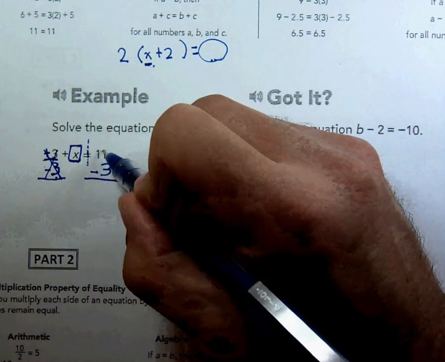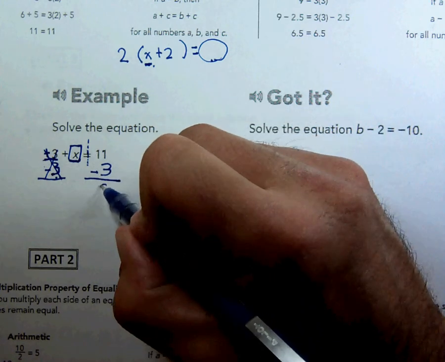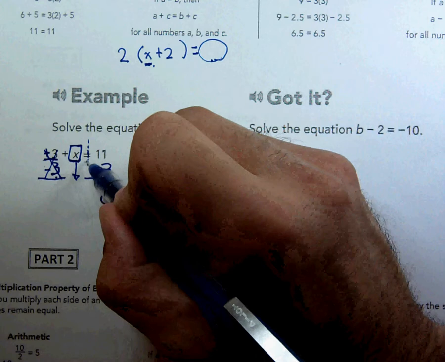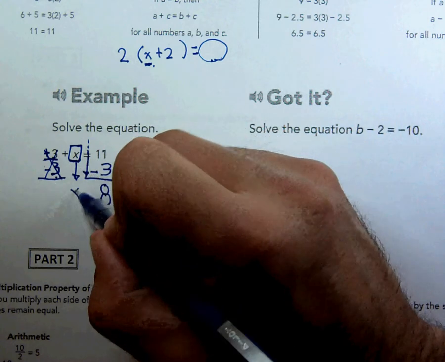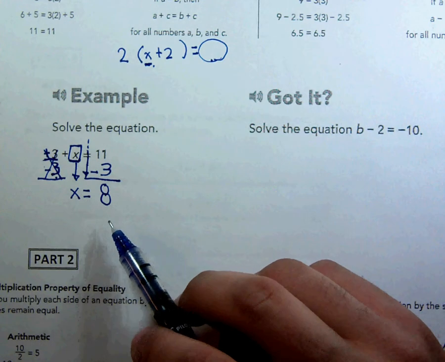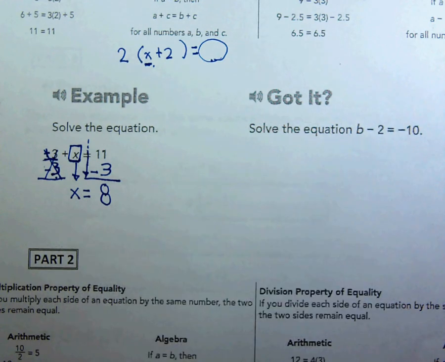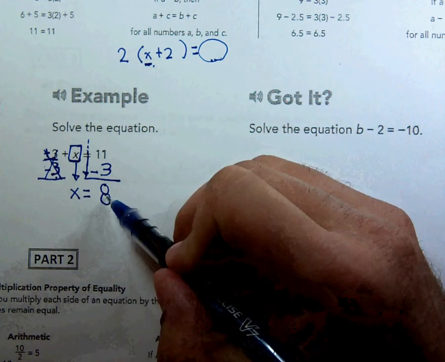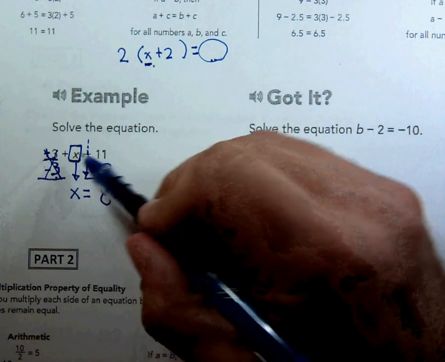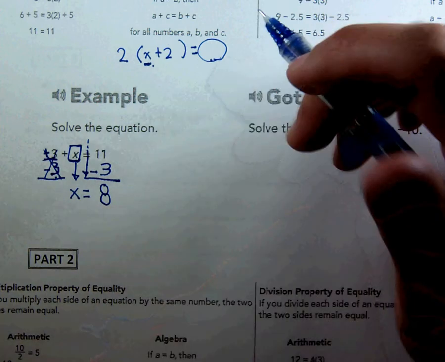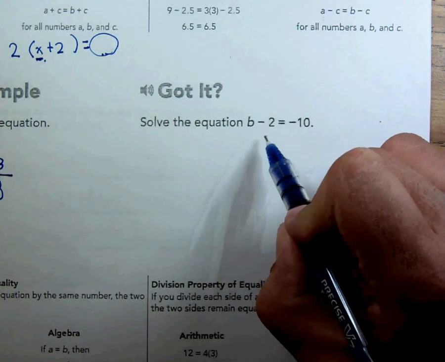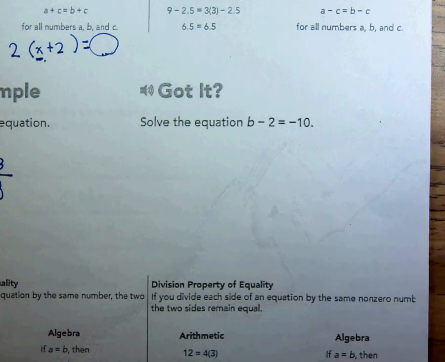Okay, so I have 11 minus 3. I know that is equal to 8. My x and my equal sign get brought down. And that's it. That's how I solve for x. If I want to check my work, I can plug in the 8 for x, and I determine, does 3 and 8 make 11? It does. I'm good to go. My next part, I have b minus 2 equals negative 10.